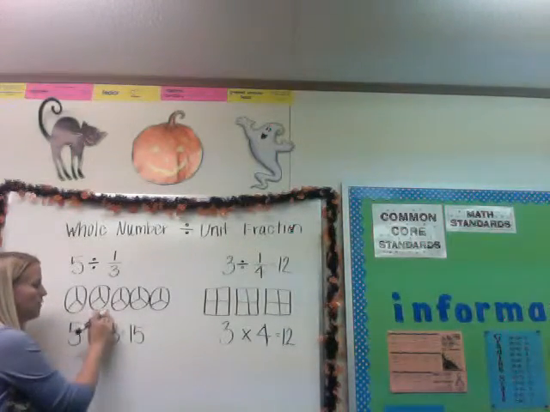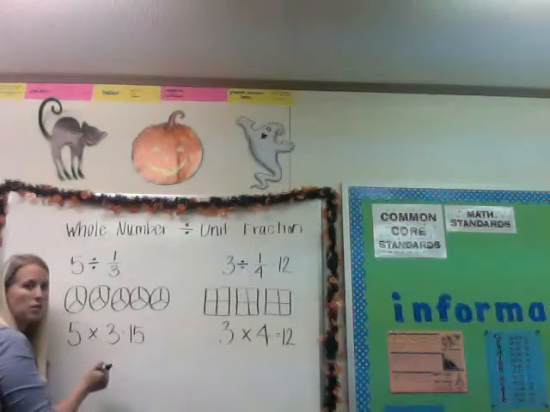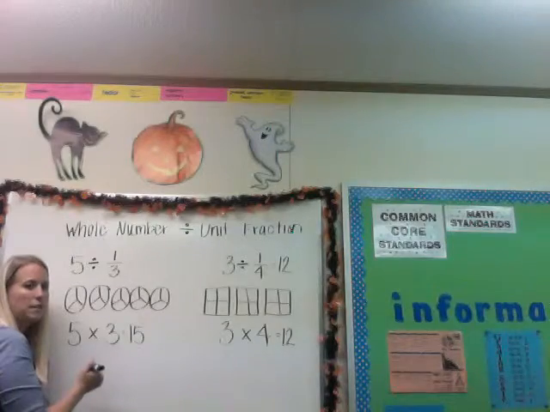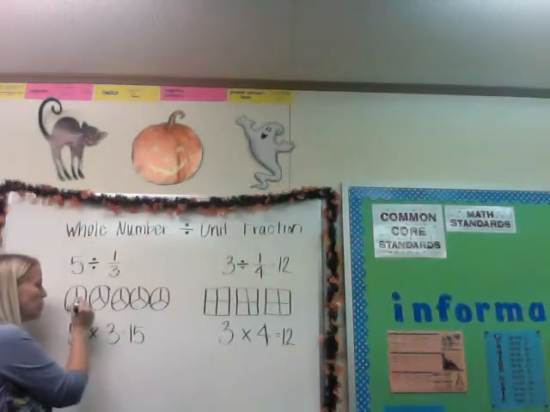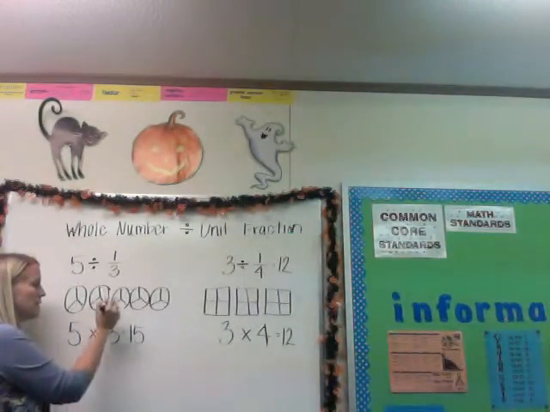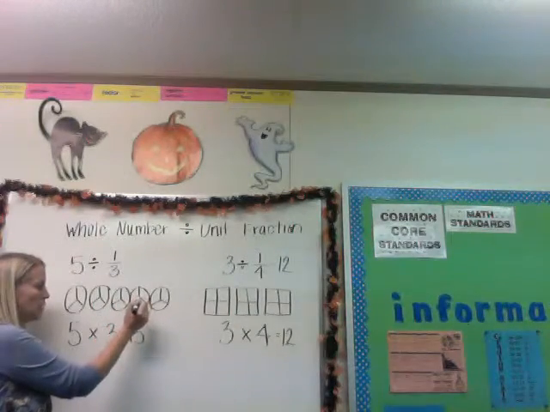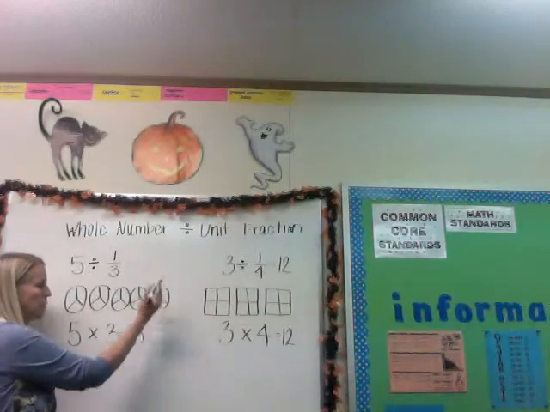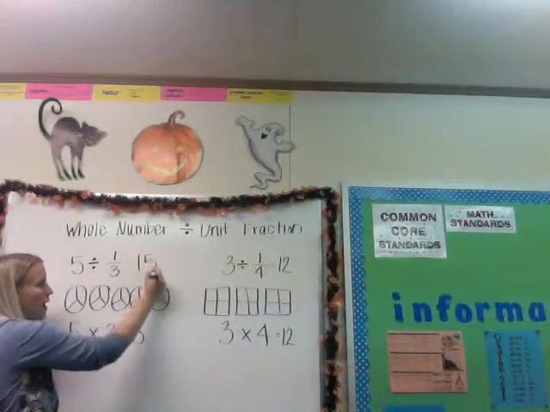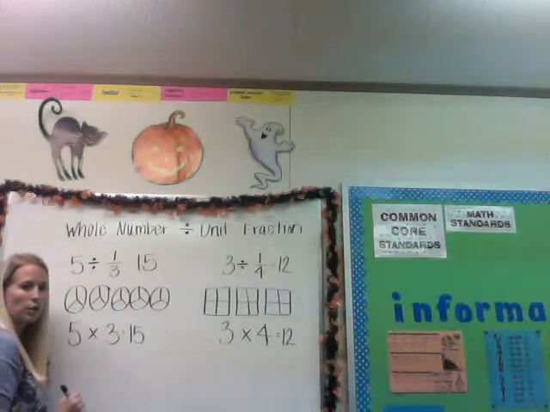That's saying if I have 5 circles and I divide them into thirds, I should have 15 smaller pieces. 1, 2, 3, 4, 5, 6, 7, 8, 9, 10, 11, 12, 13, 14, 15. So 5 divided by 1/3 is 15.